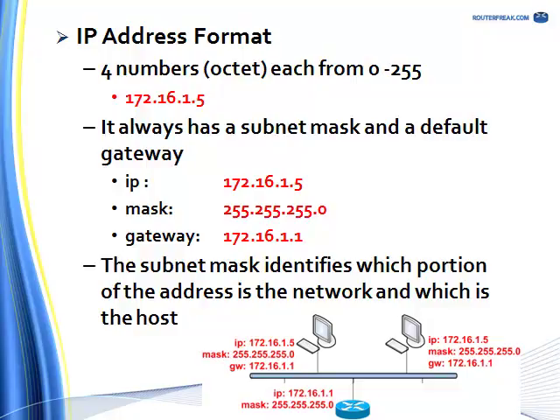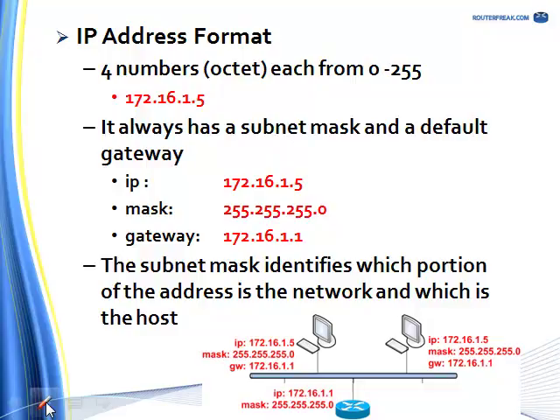We have to have four numbers, octets, and they range from 0 through 255 in each of the fields, right here. They have to have an IP address. Obviously, that comprises the IP address, sorry. It has to have a mask, and it has to have a gateway. That subnet mask identifies which portion of the address is the network and which portion is the host.